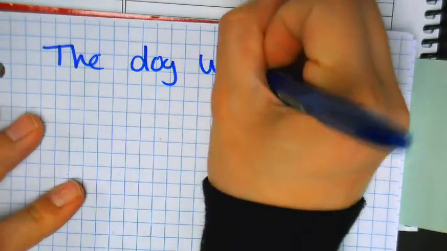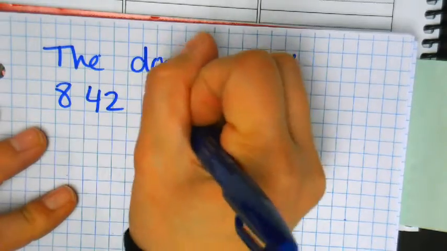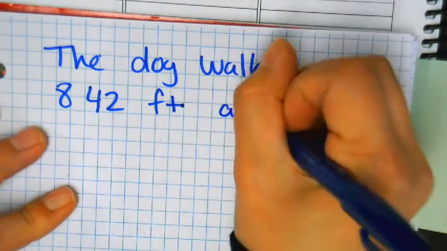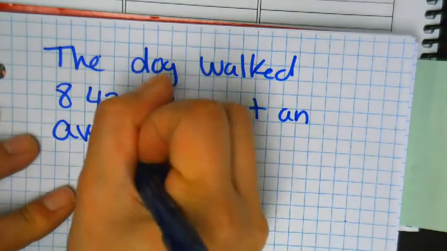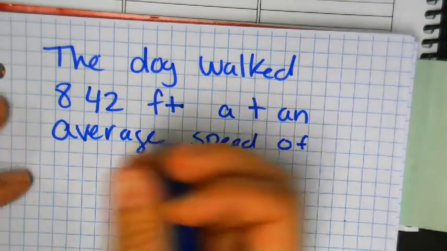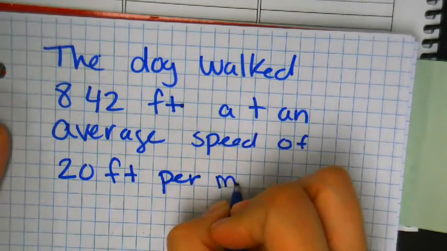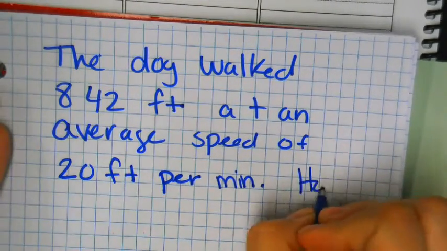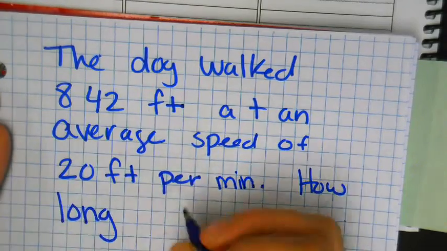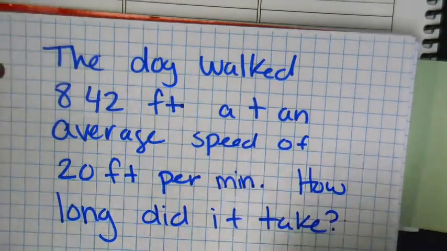The dog walked 842 feet at an average speed of 20 feet per minute. How long did it take?